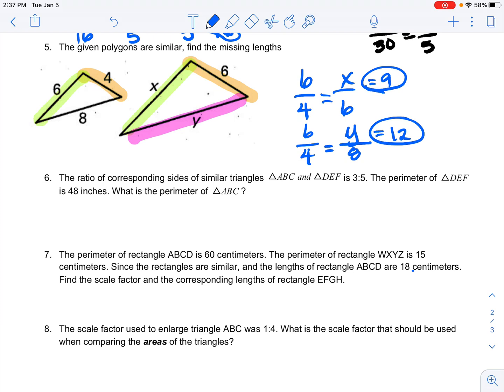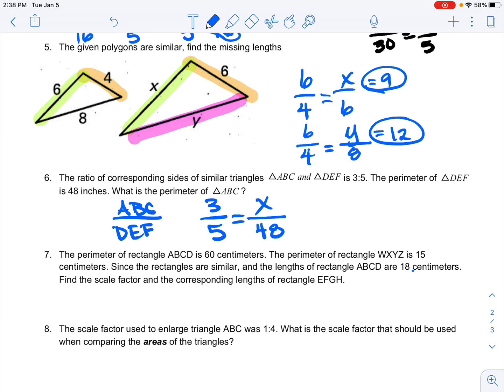Okay, so it says the ratio of corresponding sides of ABC and DEF, so these are our ratios. ABC is on top, DEF's on bottom, is 3 to 5. The perimeter of DEF is 48 inches. So is the 48 going to go on the top or on the bottom? It's going to go on the bottom because DEF is on the bottom. And you simply solve this.